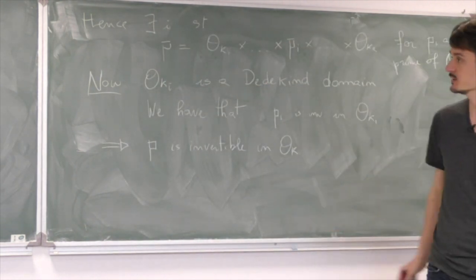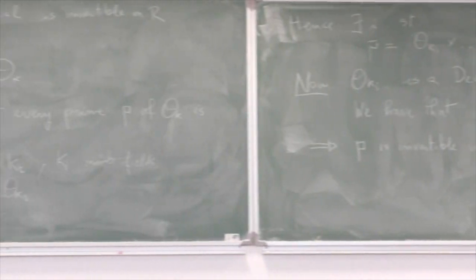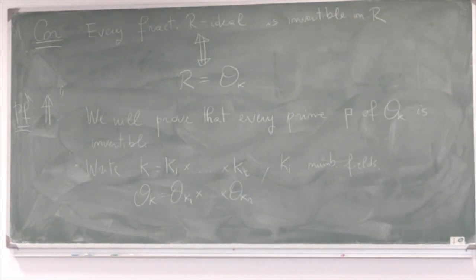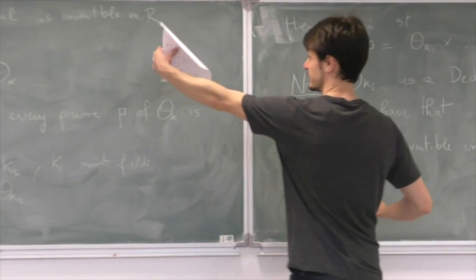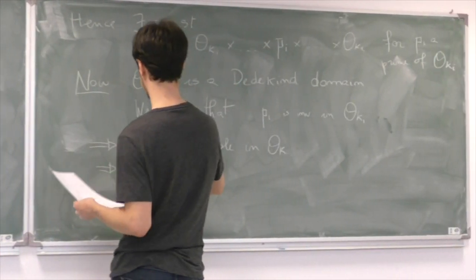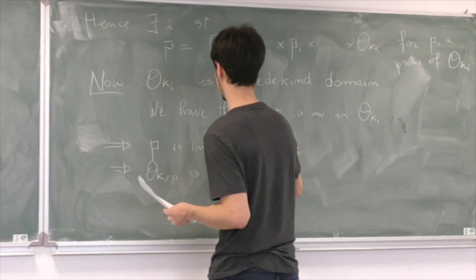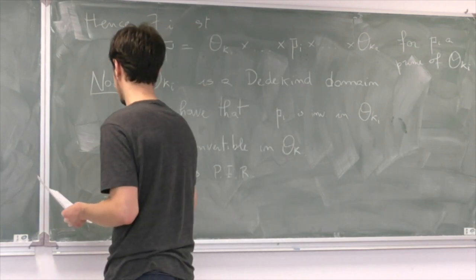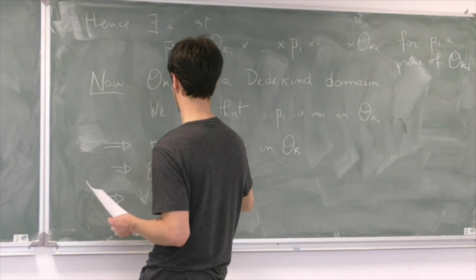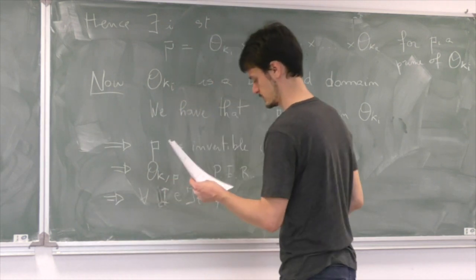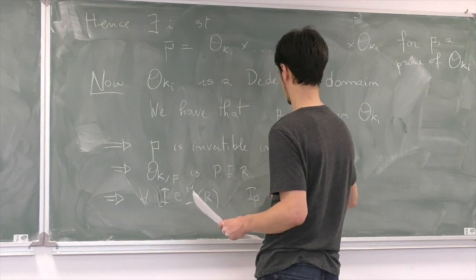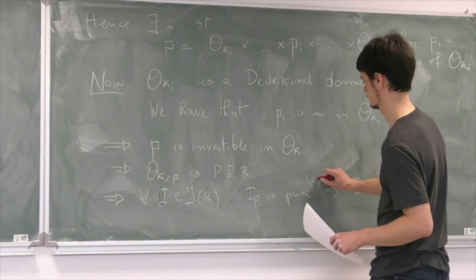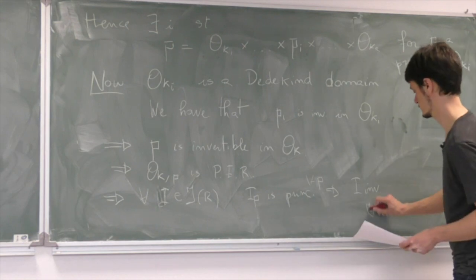Right, and this concludes what I wanted to prove. And so every P is invertible, every maximal ideal is invertible, or by the lemmas that we've seen before, this means that it's principal locally. So maybe I can write more about this. Every fractional ideal is invertible, sorry, I misspoke. So we have that the localization of the maximal order at P is a principal ideal ring. And this tells us that every fractional ideal is locally principal. So in particular, I is invertible. All right, this concludes the proof.